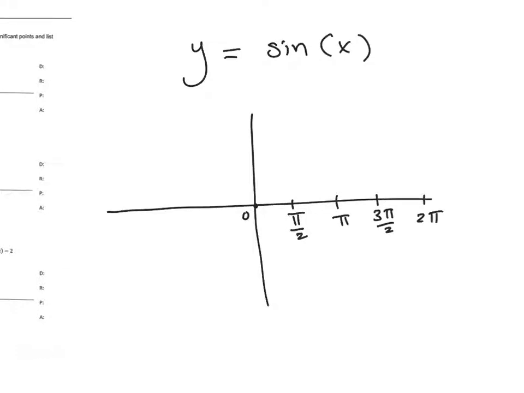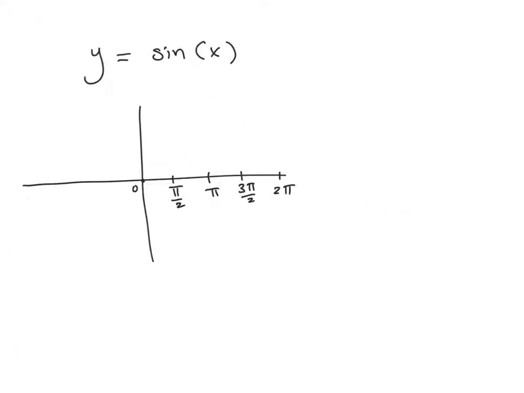And to create the parent table. After you do that, make sure that you label the domain, the range, the period, and the amplitude. So pause the video and try this on your own. So at 0, the sine of 0 is 0, and then we have 1, 0, -1, and then 0.